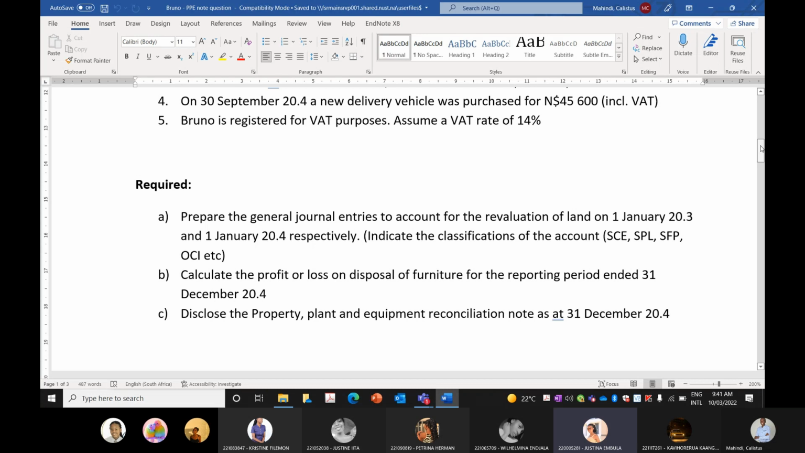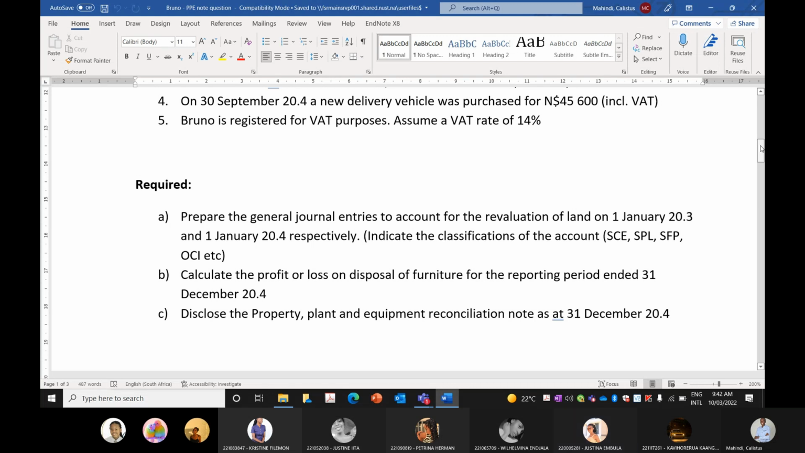Prepare general journal entries to account for the revaluation of land on 1st of January 20.3 and 1st of January 20.4, respectively. Indicate the classifications of the accounts, whether it states statement of changes in equity, statement of profit or loss, statement of financial position, or OCI. Then calculate the profit or loss on the disposal of furniture for the reporting period ended 31 December 20.4, and then disclose the property, plant, and equipment reconciliation note as of 31 December 20.4. So that is the required.